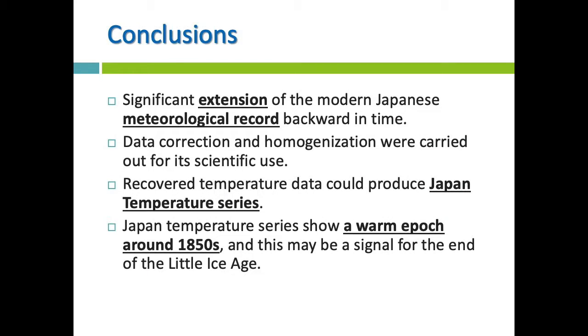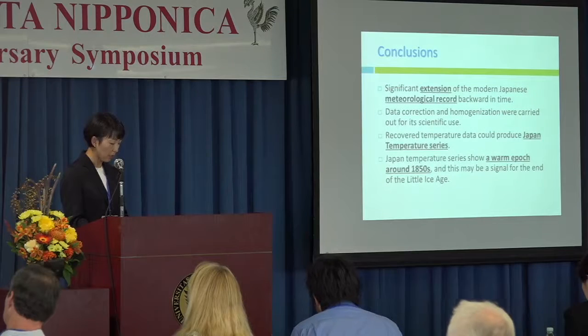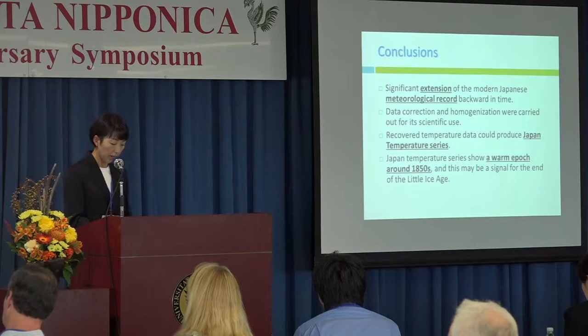To conclude my talk, finding of 19th century instrumental records in Japan brought a significant extension of the modern Japanese meteorological record backward in time. For its scientific use, data collection and homogenization were applied to the data. However, the 19th century data are still fragmented, so an aggregated time series for temperature in Japan was produced, and it shows warm and drastic temperature variation around the 1850s. And we assume that this may be a signal for the end of the Little Ice Age.